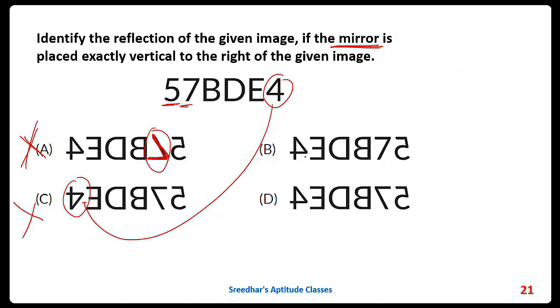Okay, now it can be B or D. Again, B eliminated because 7 is as it is. If you see, 7 is as it is, it can't be as it is, right? Left to right interchange, right? So therefore answer D.